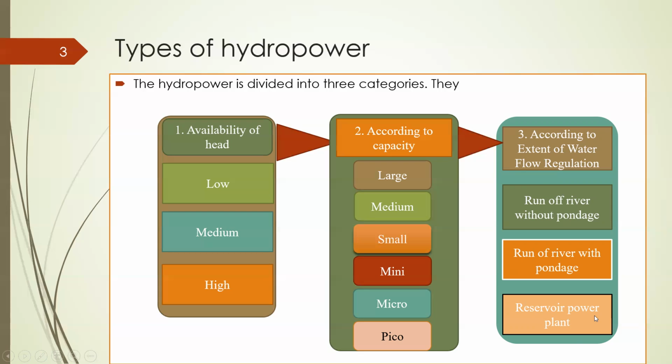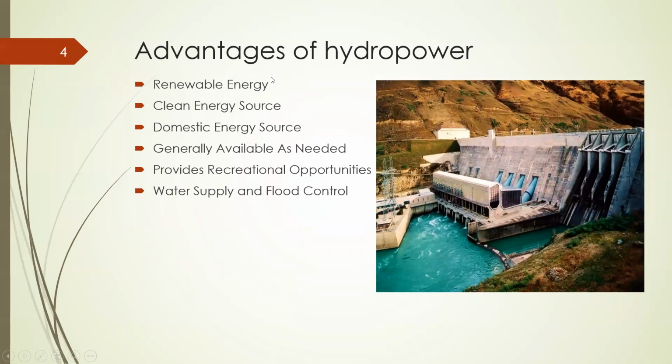Reservoir power plant. A hydroelectric reservoir is a large collection of water behind a hydroelectric dam that makes use of the potential energy of water to produce electricity. This water is held back by the dam and it is allowed to fall to generate electricity when it is released. Some advantages of hydropower.